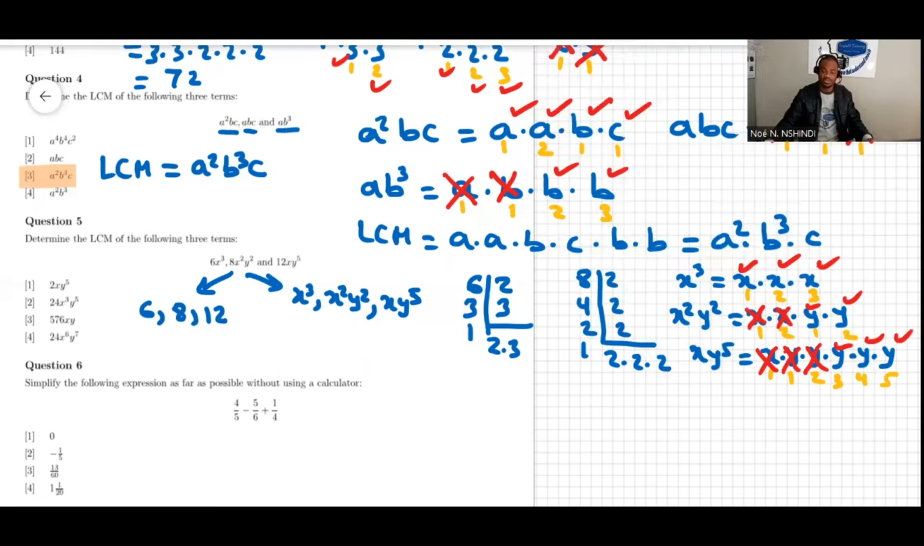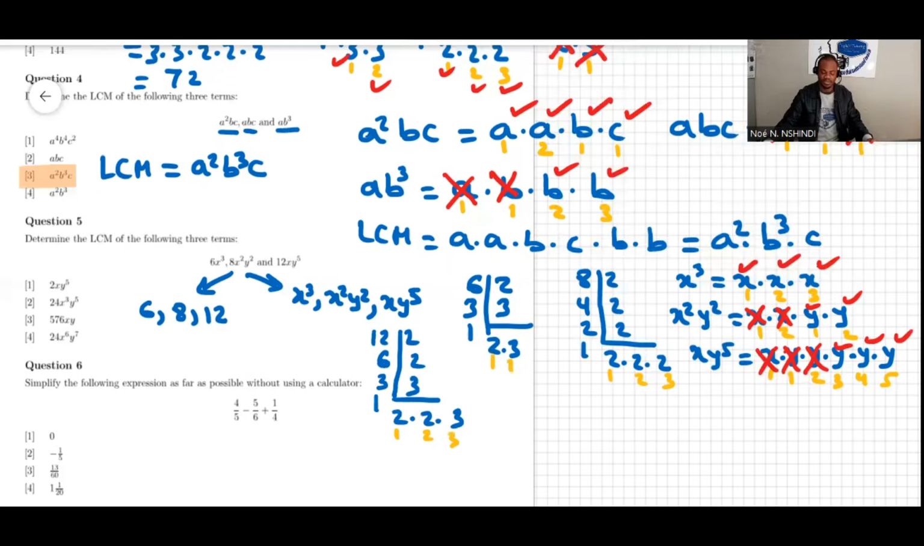For the numbers, we have 2, 1, 1, 3, 1, 1, 2, and 3. Oh, I didn't do the 12. Sorry, I'm going to do 12 here. By 2, it's 6, by 2, it's 3, by 3, it's 1, so that's 2 times 2 times 3, labelled 1, 2, and 3.